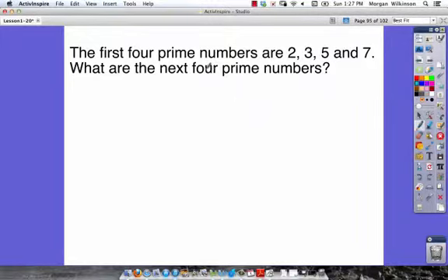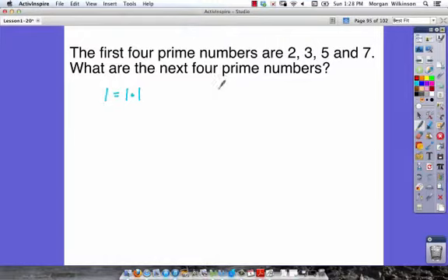People often ask, why is 1 not a prime number? Well, 1 is equal to 1 times 1. Well, there's only one factor there because these two are both the same numbers. So remember the definition of what a prime number was? Exactly 2 different factors? Well, 1 is not prime because it only has one unique or different factor. So the first 4 prime numbers are 2, 3, 5, and 7. What are the next 4 prime numbers?